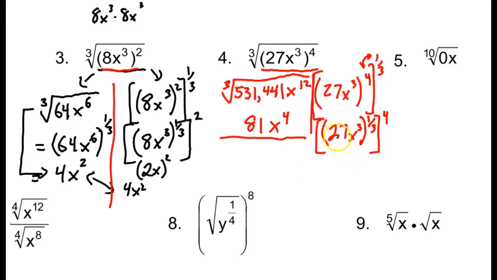Now, you can do the cube root of 27x to the 3rd. The cube root of 27 is 3. 3 times 1/3 is 3x. And then 3x times 3x times 3x times 3x. That'll give you the 81x to the 4th. And you don't have to use a calculator here, and you get the same answer. The two methods get you the same thing.